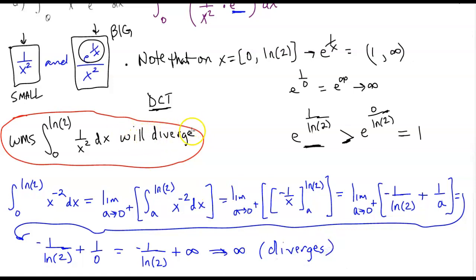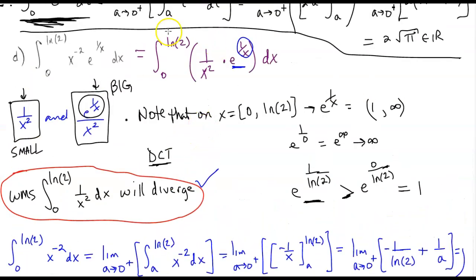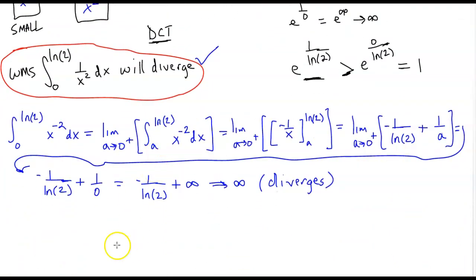Okay? And so since this integral diverges, then that means that the corresponding integral that we were asked to deal with in the beginning also diverges. So here we would say, therefore, the integral from here to here of x raised to the negative 2 times e raised to the 1 over x dx diverges.